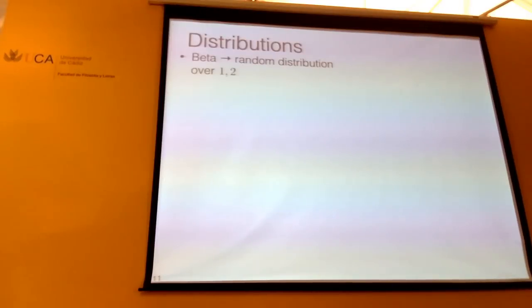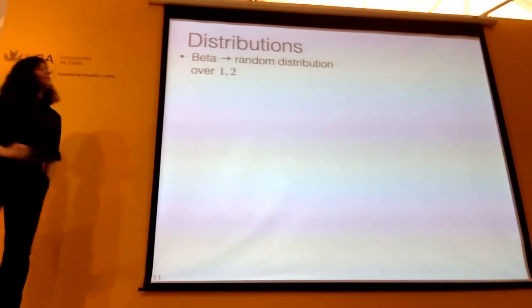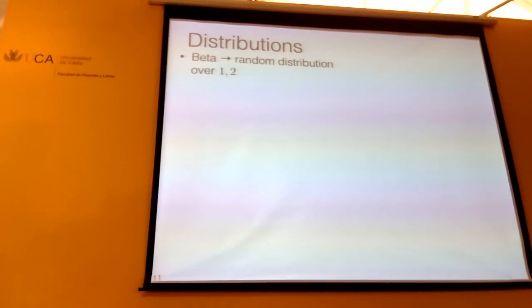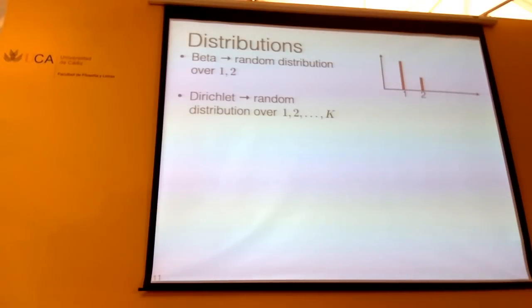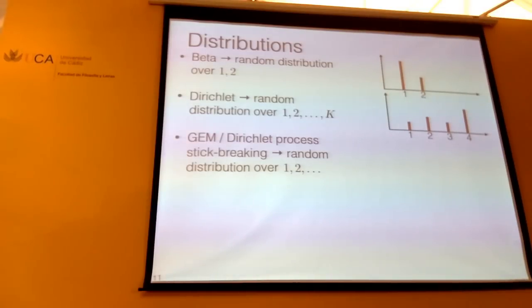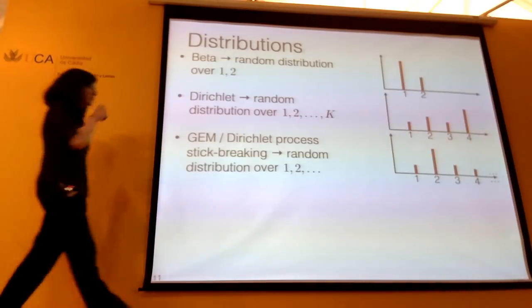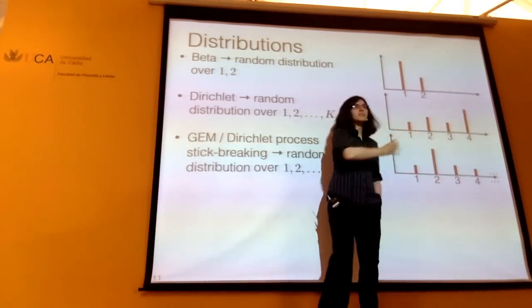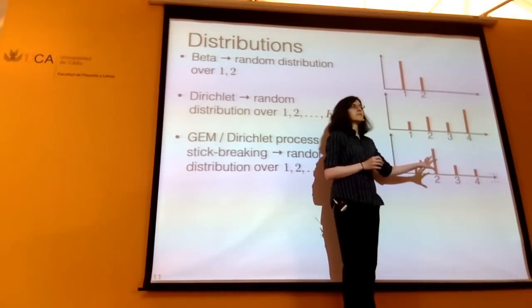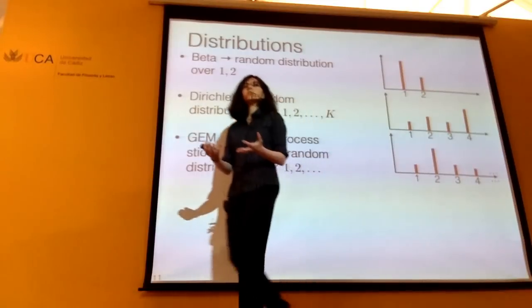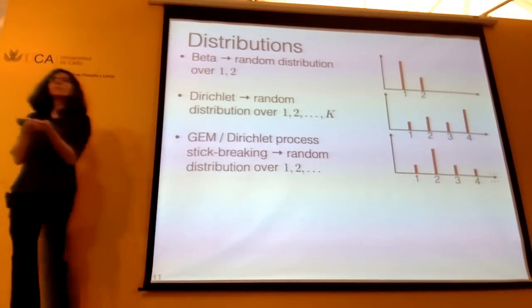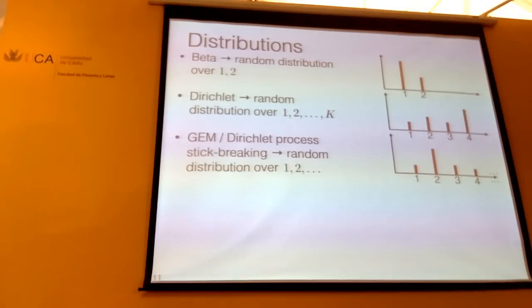So what have we done so far? Well, we use the beta distribution to get a random distribution over 1 and 2. We use the Dirichlet distribution to get a random distribution over 1, 2, up to k, where in my cartoon k equals 4. And we use the GEM distribution to get a random distribution over the positive integers. Certainly we've seen distributions over the positive integers before. I mean, you just look at something like a Poisson or a negative binomial or things like that. But here we have a random distribution over the positive integers, because in general we don't know, if we're doing something like mixture modeling, what the proportion of data points in each cluster is.